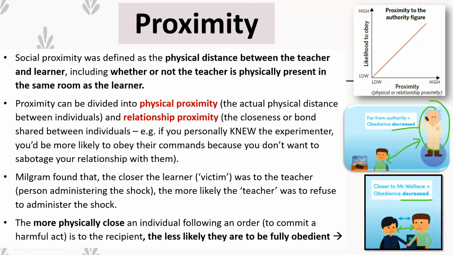So there are two types of proximity. You've got physical proximity, which is basically the actual physical distance between two individuals, like the actual physical distance between the learner and the teacher in this example. And you've got relationship proximity. And this is the closeness or the bond that's shared between individuals, like how close you are to a person socially and emotionally.